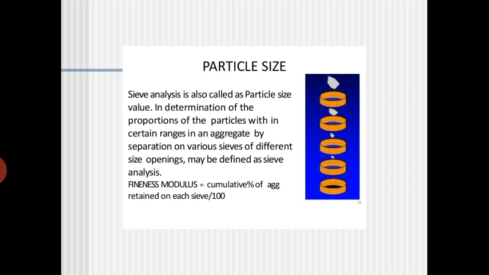For example, if you have taken 10 kg and you got 1 kg on the 20 mm sieve, then it is 10%. Means in 100 kg, if you are sieving it, suppose you got 10 kg of 20 mm aggregates, it is 10% of aggregates retained on the 20 mm sieve. That is how you have to calculate it.